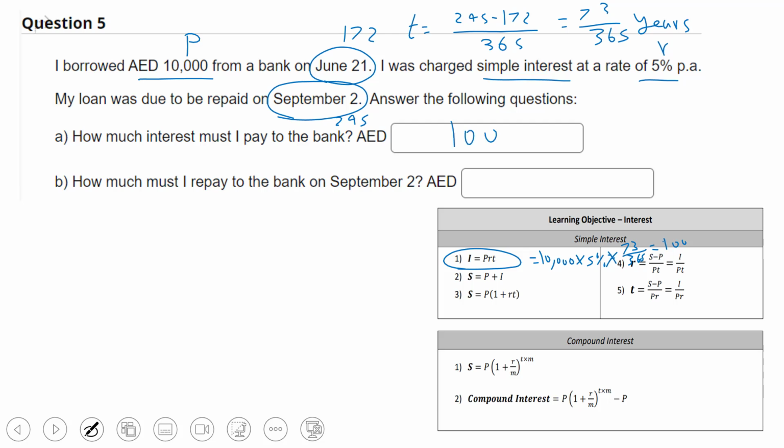Okay. How much must repay to the bank? So he will repay to the bank the principal amount, 10,000, plus the interest he should pay, right? Which is 100. So it will be 10,100 dirham, right? Please recheck this one.